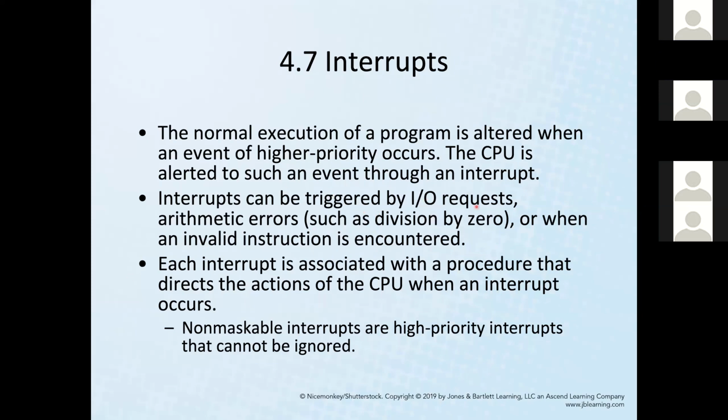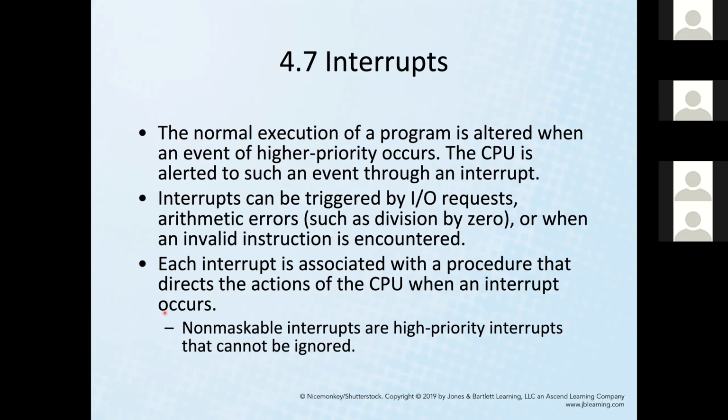And what is going on after the interrupt? Okay, the processor got an interrupt. What is it supposed to do next? Each interrupt is associated with a procedure that directs the action of the CPU when an interrupt occurs. So each interrupt takes the processor to the part of the program that directs the action of the CPU. For example, for a low battery, it starts to save unsaved work. For division by 0, it sends a message to the user that your calculation is wrong.